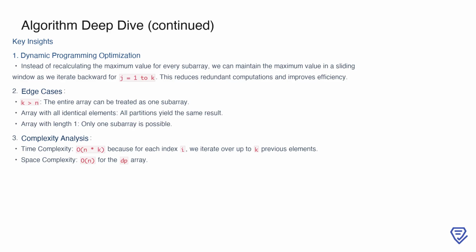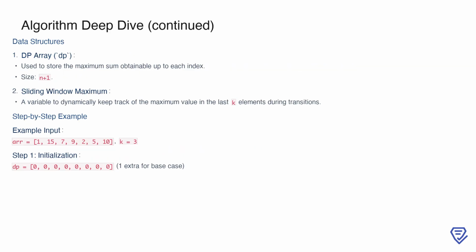Lastly, when analyzing complexity, the time complexity is O(n * k), because for each index, we examine up to k previous elements. The space complexity is O(n), due to the DP array that stores results for each index. The implementation relies on two core data structures. First, the DP array, which stores the maximum sum obtainable up to each index, has a size of n plus 1 to accommodate the base case.